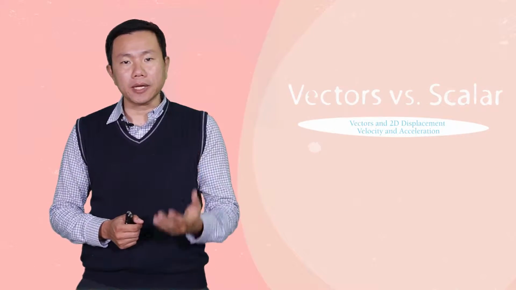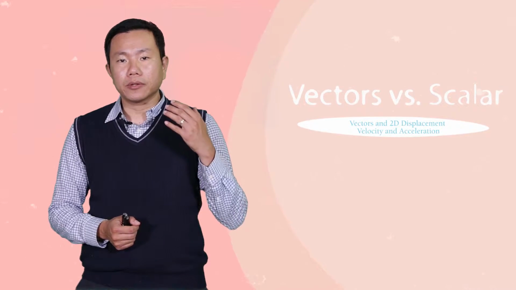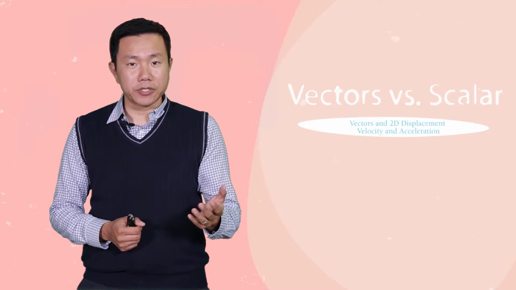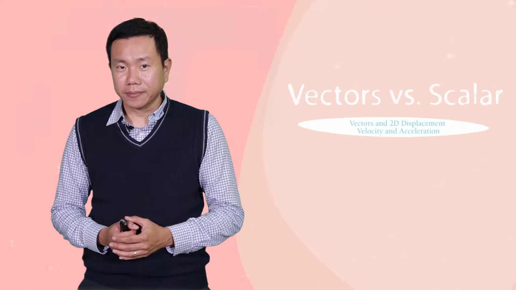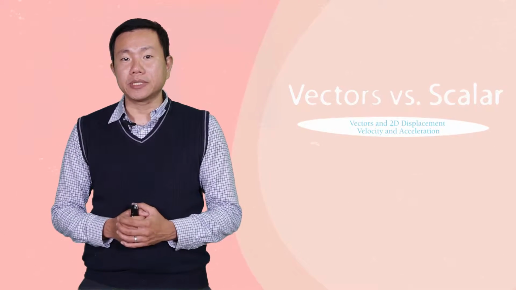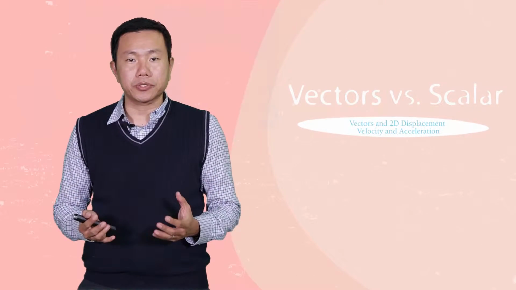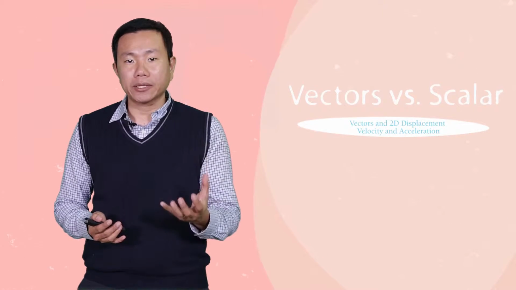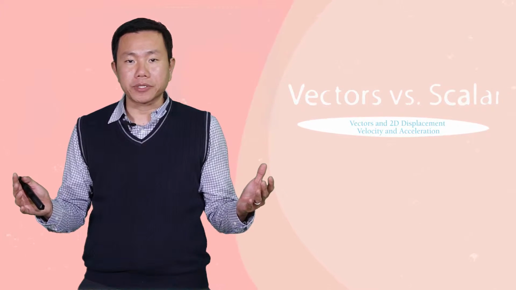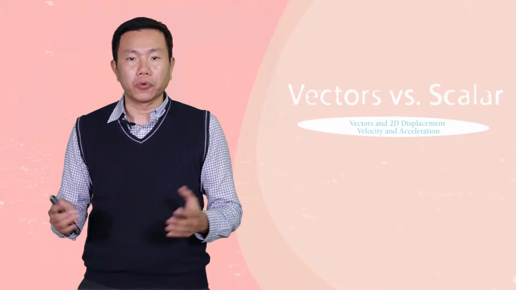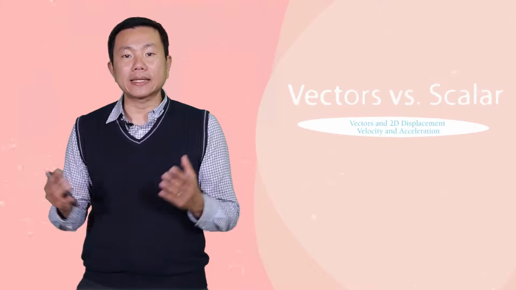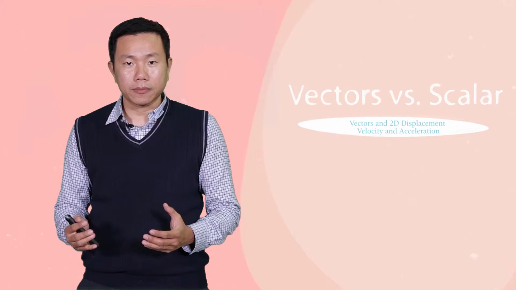For example, if I tell you today is 27 degrees Celsius, is this vector or scalar? Based on this given example, you would see that 27 degrees Celsius only gives you the magnitude of the temperature, with no reference to any direction. So we would say that 27 degrees is a scalar quantity.